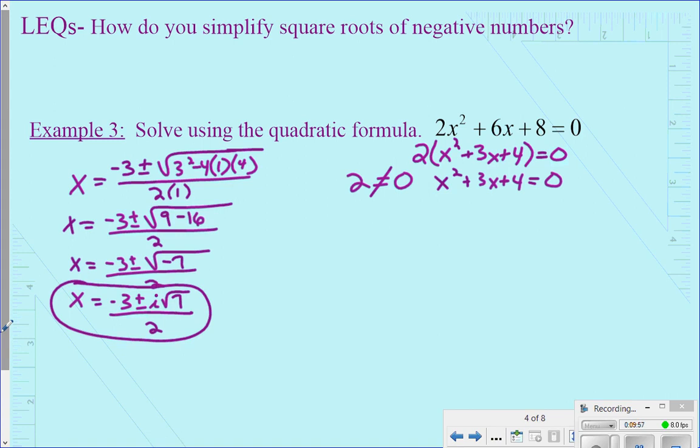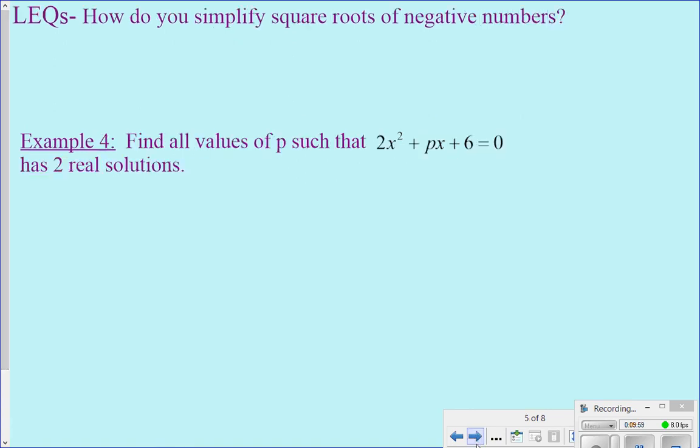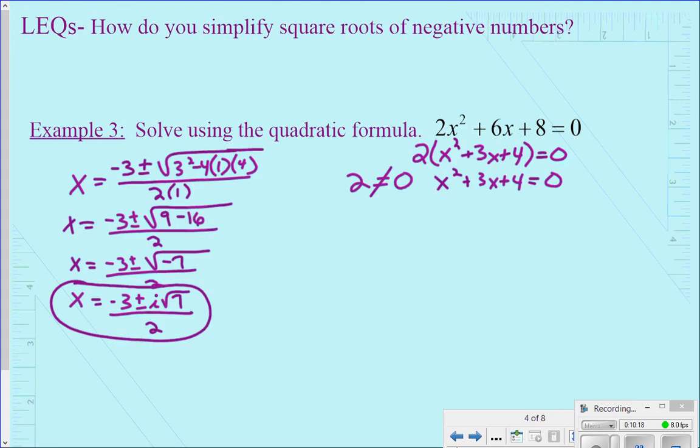x equals negative 3 plus or minus i root 7 all over 2 are my final answers for x. Next, this question asks us to figure out the values that p could be so that this quadratic equation is going to have two real solutions. So in order to answer that, I'm going to go back to the last problem for a moment. In the last problem, our solutions were imaginary, or actually complex because they had an imaginary part and a real part.